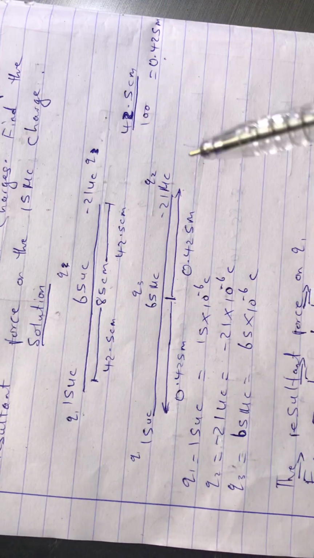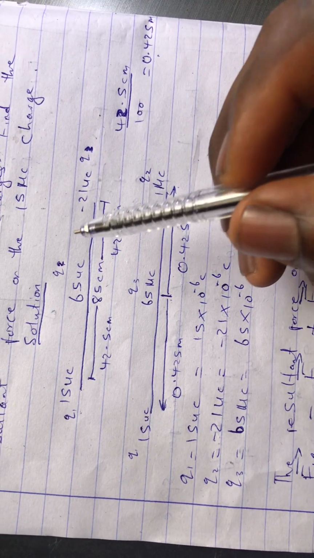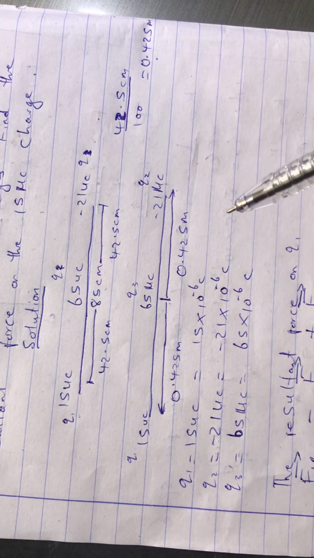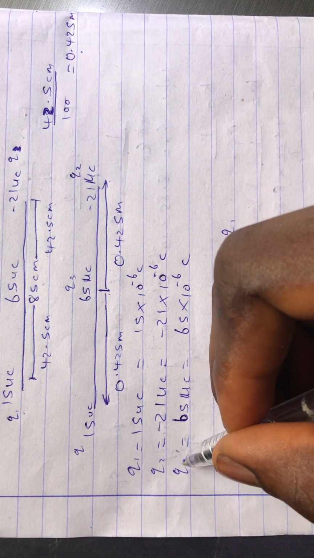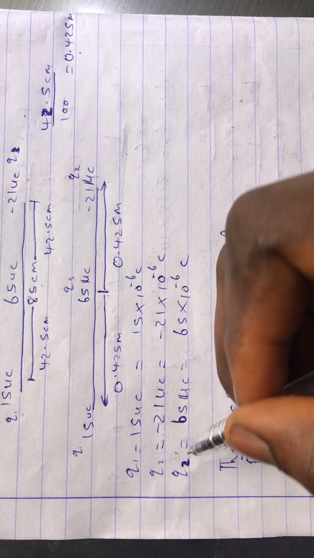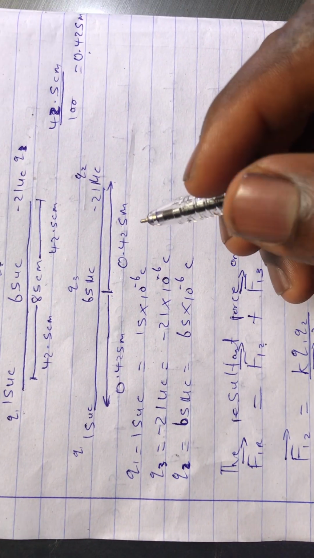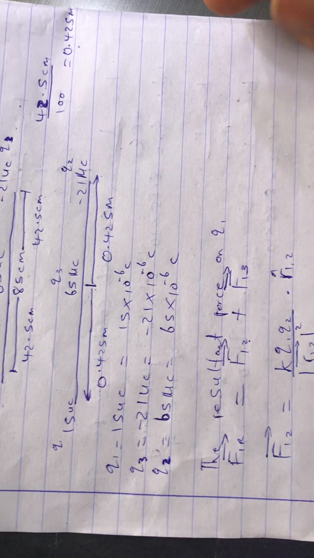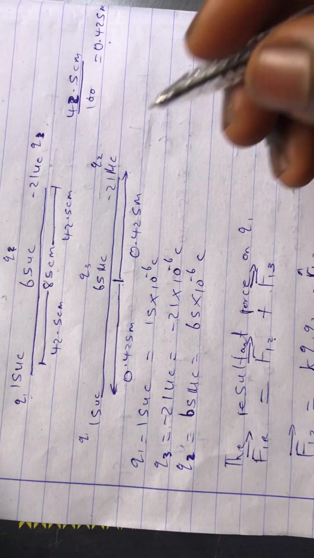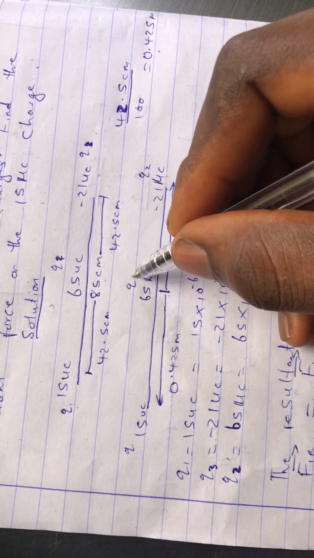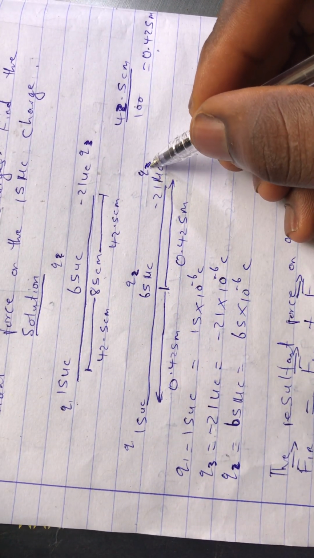Please note that it was a mistake at the initial. This is our second charge and this is our third charge. So here this one is the second charge and this one is the third one. So please correct the mistake. Sorry for the mistake. It's our second charge and this is our third charge.